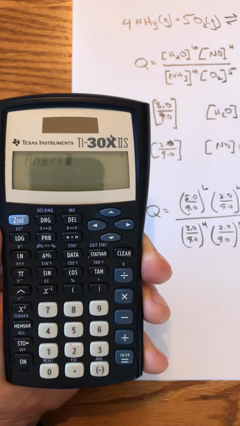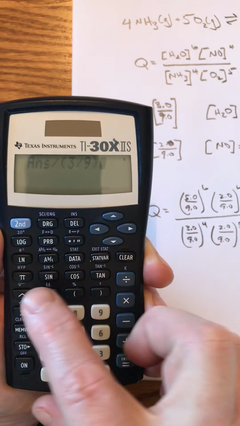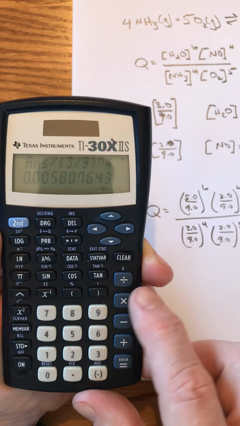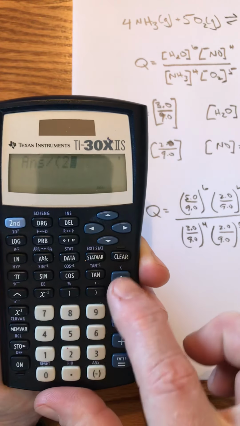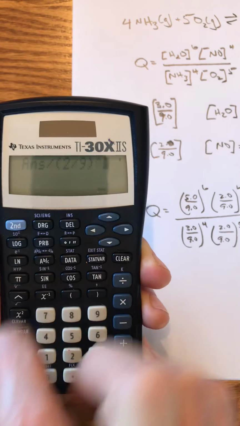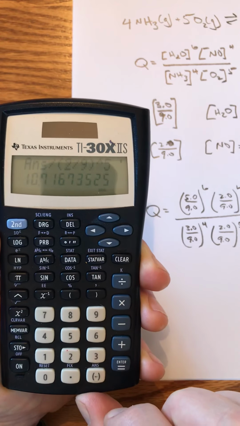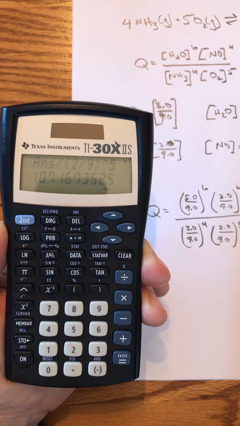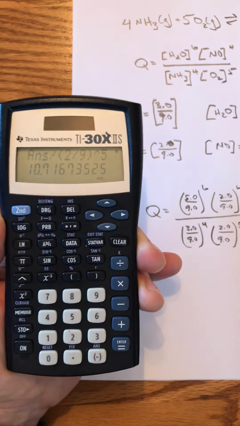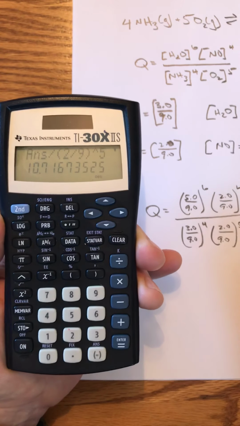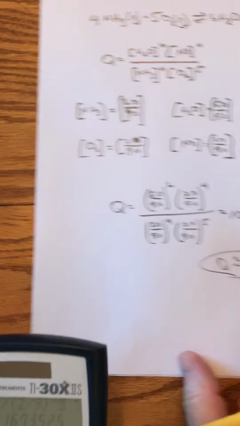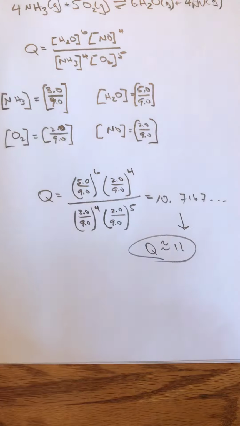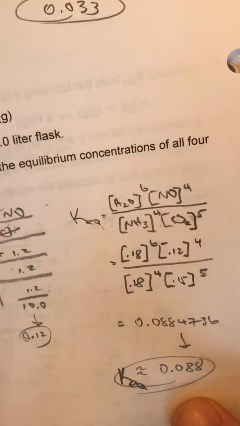Divided by parentheses 3 divided by 9, close parentheses. Let's raise that to the 4th power. Enter. Divided by parentheses 2 divided by 9, close parentheses. Let's raise that to the 5th power. Enter. So that's 10.7167 and so on. I want 2 sig figs. It's roughly equal to 11. Okay, well, our previous problem said KEQ was 0.088.